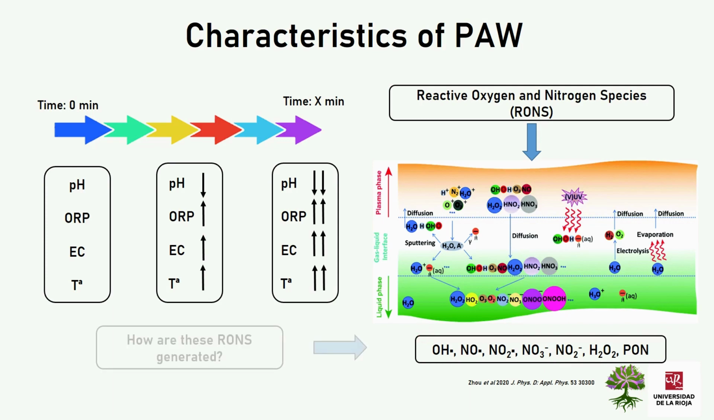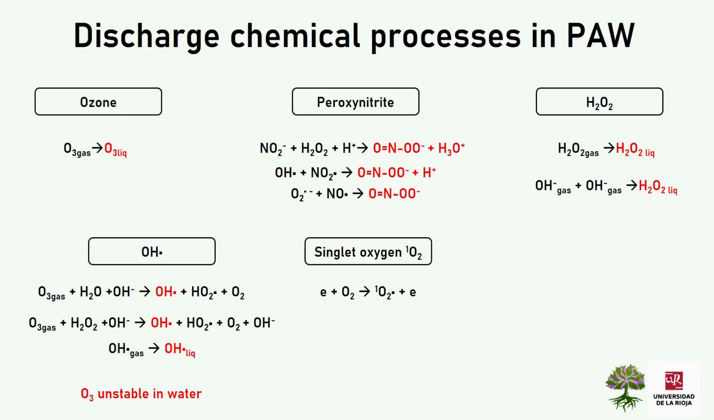But how are those reactive species generated? So here we can see the main pathways to create and destroy those reactive species. For example, ozone comes from gas phase and is diffused into water. Then there are three ways for peroxynitrites. This first one is the most known among the researchers. However, peroxynitrite could be also generated by the reaction of these radicals.